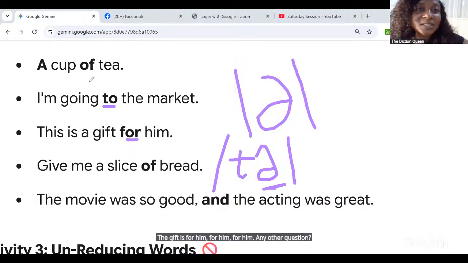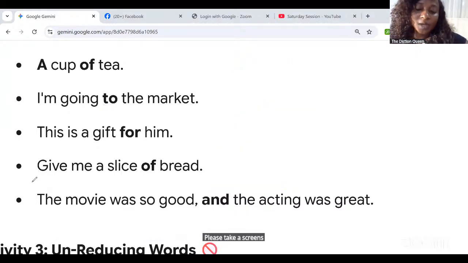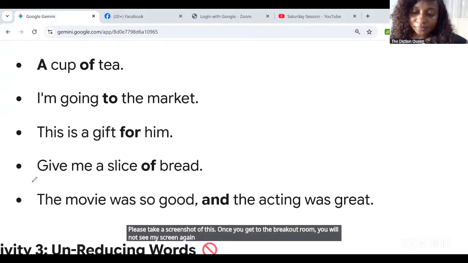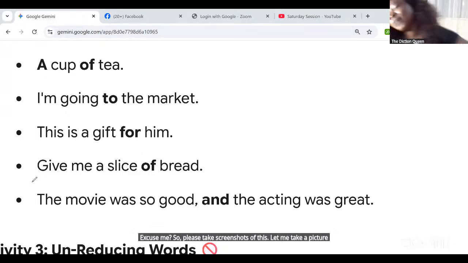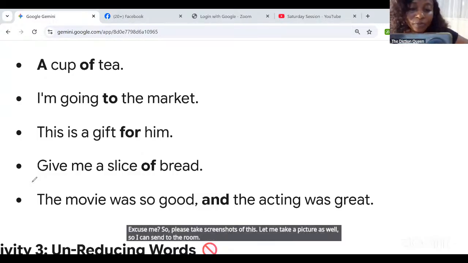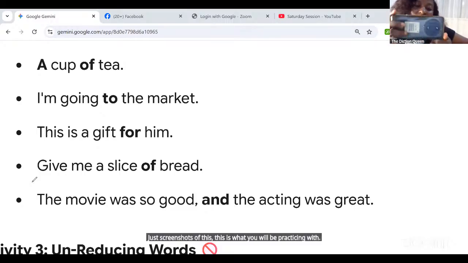Okay, that's it. Now please take a screenshot of this. Once we get to the breakout room, you will not see my screen again. So please take screenshots of this. Let me take a picture as well so I can send it to the group. This is what you will be practicing with in the breakout room.